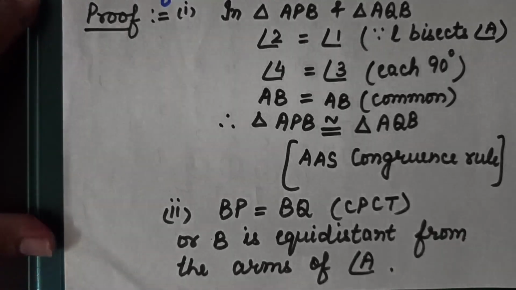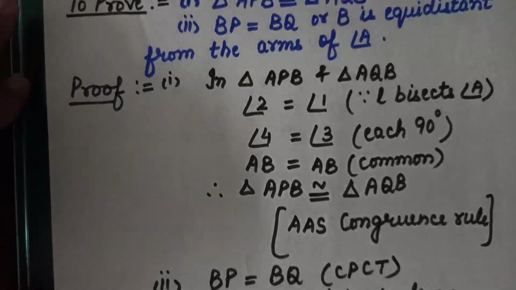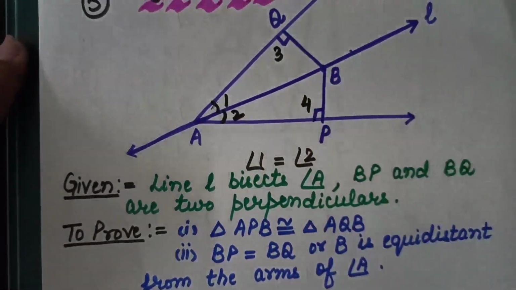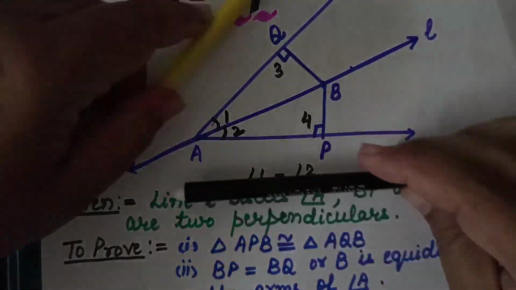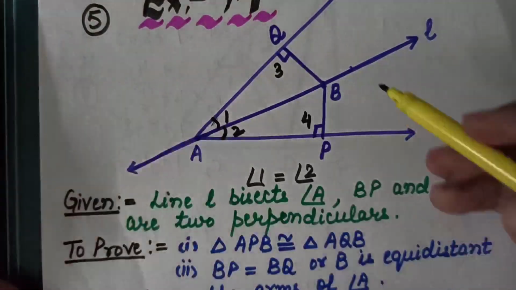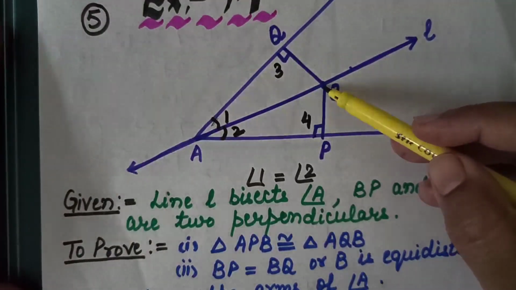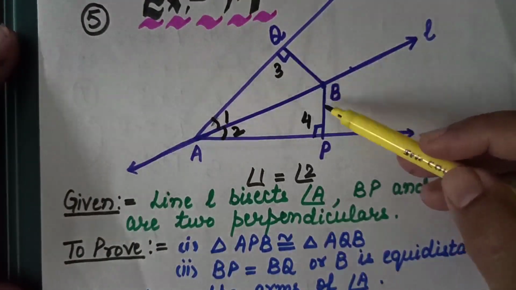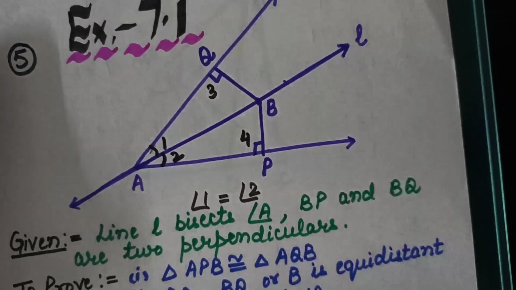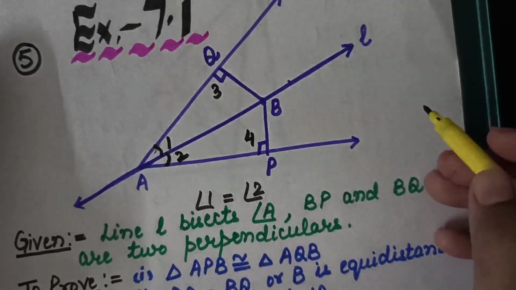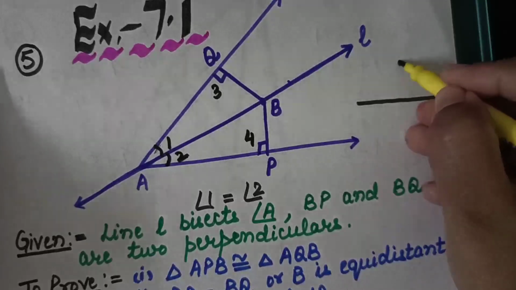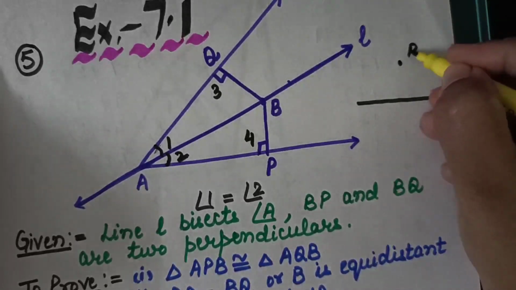Now what does it mean? First of all, let's find out the arms of angle A. This AQ and AP are the two arms of angle A. Now we have to prove this point B is equidistant from these two lines. Now how to find out the distance of a point from any line segment? Suppose we have a line segment and we have a point here. Let's take it as B.